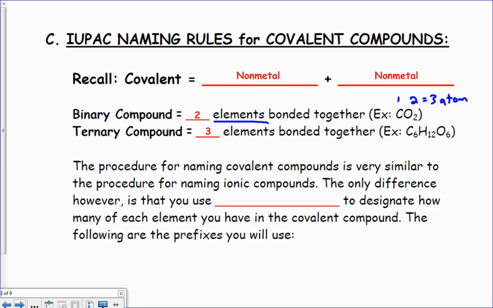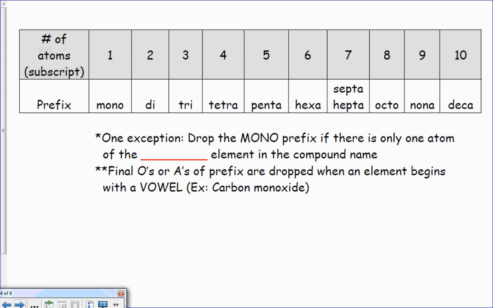So procedures for naming them, we're going to basically just use prefixes to tell me how many. So we're not going to have to do that crisscross as much because we're going to know right how many there are based on what it says. So here are the subscripts. This is in your reference tables. There's one exception. We don't use mono on the first element name in the compound, right?